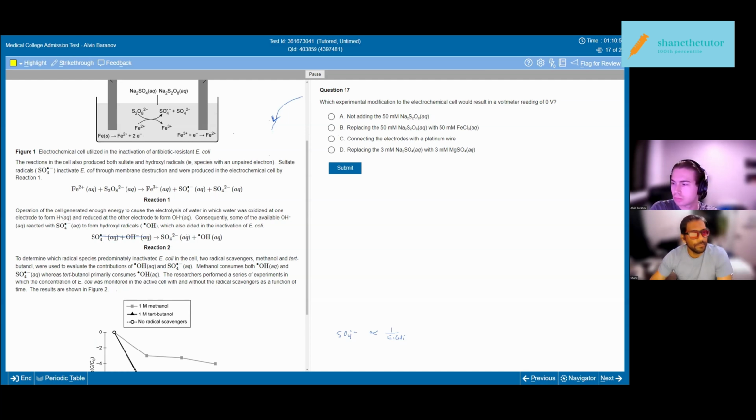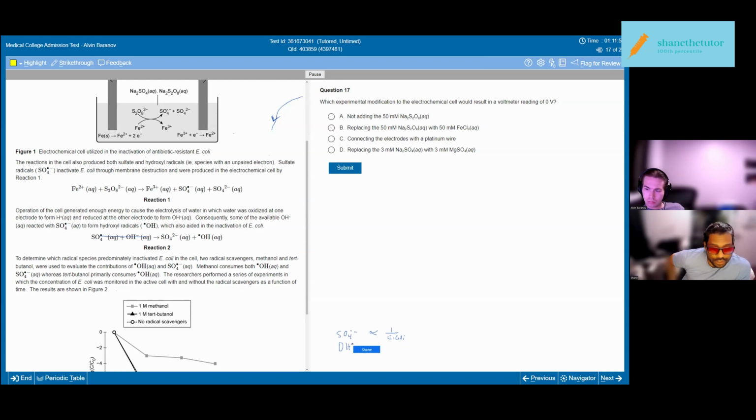All right. Electrolysis of water, in which water was oxidized at one electrode to form H plus and reduced at the other electrode to form OH minus. Consequently, some of the available OH minus reacted with the sulfate radical to form hydroxyl radicals, which also aided in the inactivation of E. coli. So hydroxyl radicals also mess with E. coli. Okay, to determine which radical species predominantly inactivated E. coli, two radical scavengers, methanol and tert butanol, were used to evaluate the contributions of the OH radical and the sulfate radical. The hydroxyl radical doesn't have a charge, so let me get rid of that.